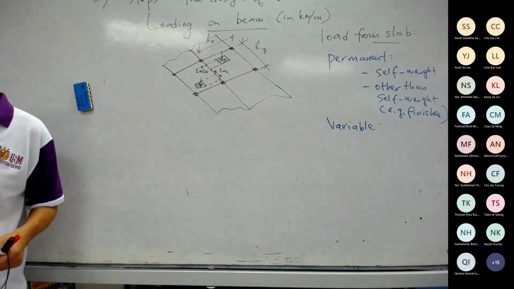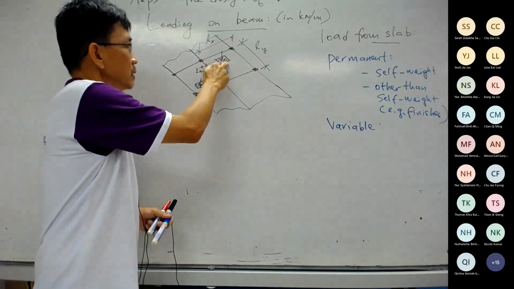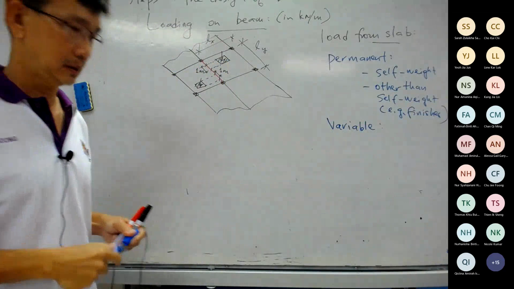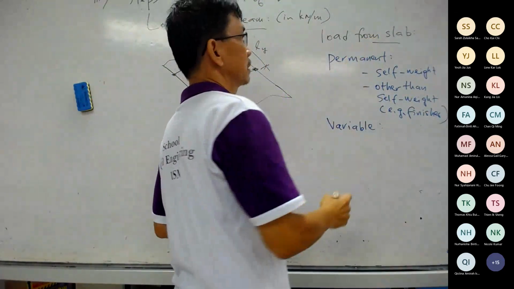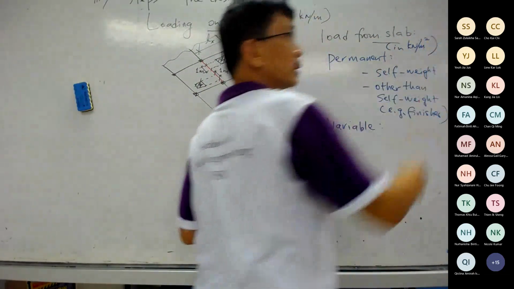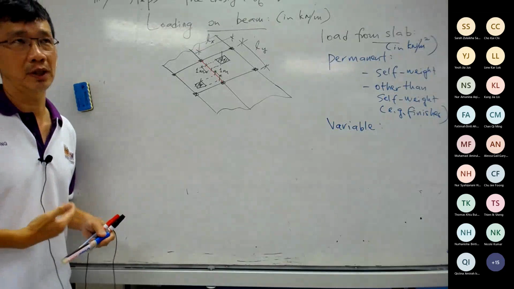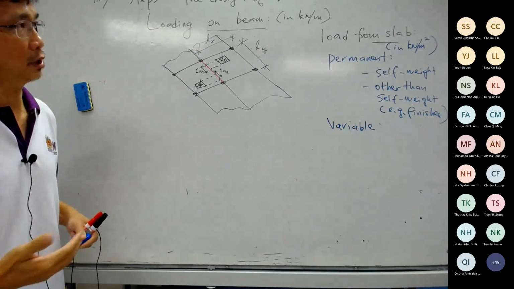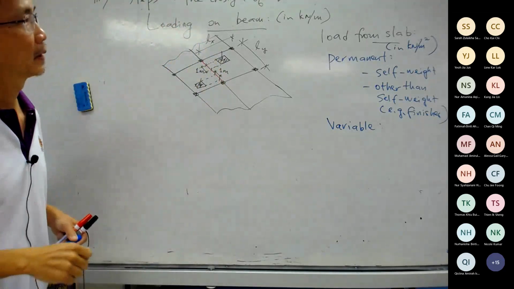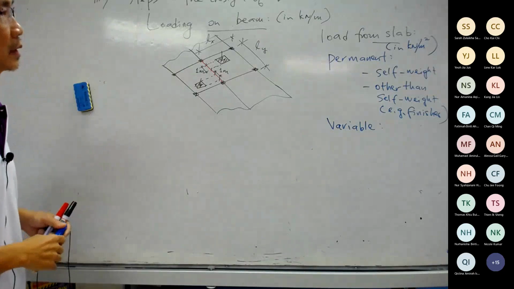Now I'm going to talk about the case of one-way slab first, to give you the idea how to convert kilonewton per meter square into kilonewton per meter run. Loading acting on the slab is always given in kilonewton per meter square, so that cannot be used directly as the loading on the beam. You have to convert it to the equivalent effect in terms of kilonewton per meter run onto the beam. Let's start with the case of one-way slab.